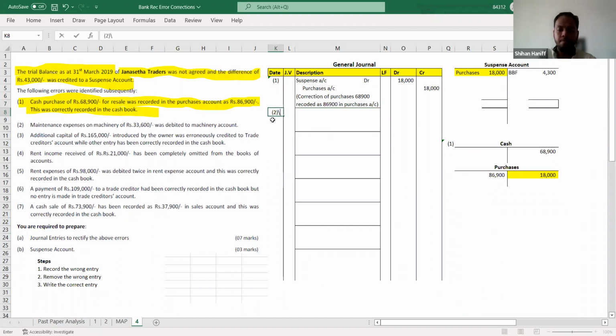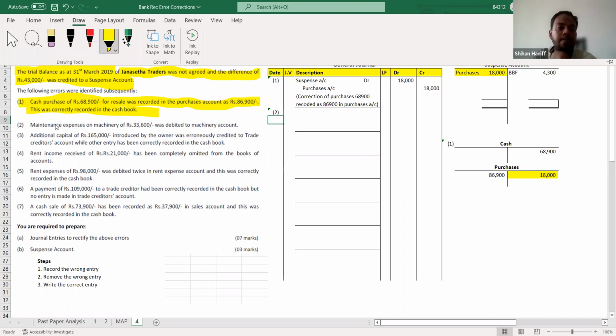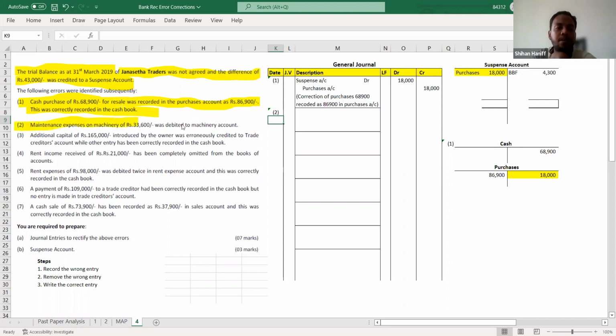Number 2. Maintenance expense on machinery 33,600 was debited to machinery account. So can someone tell me what is this error? The type of error?